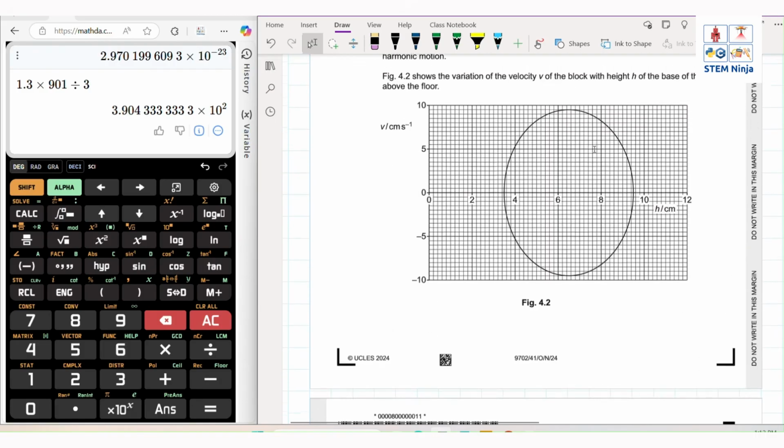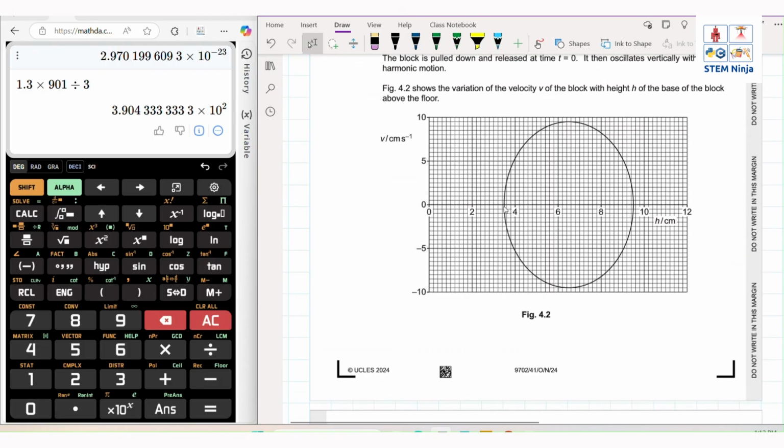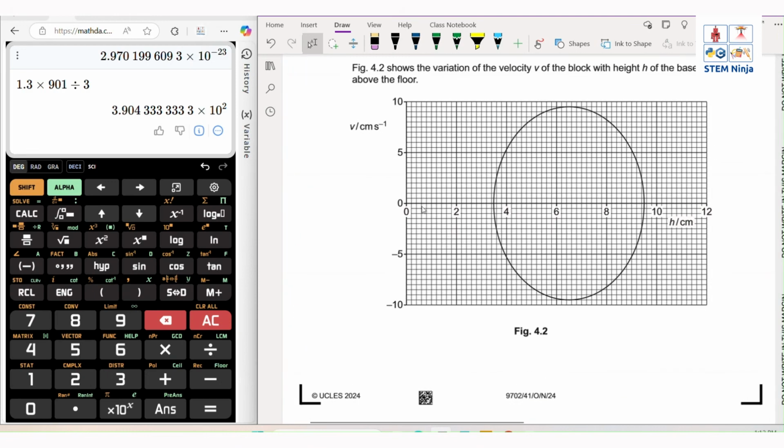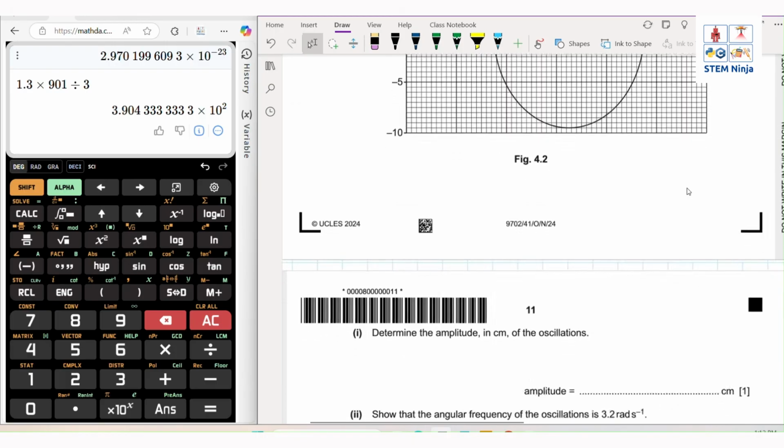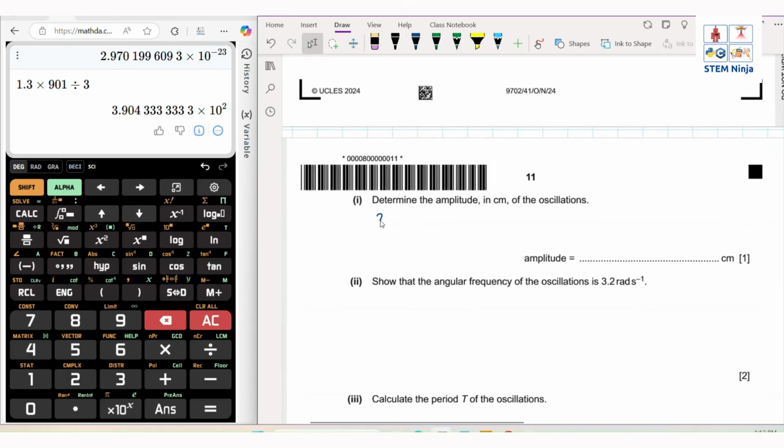So for amplitude, we need to know the maximum and the minimum heights, and then subtract them, divide by 2, you will have the amplitude. So let's see. This is 1, this is 3, so this is 3.5. This would be 9, and this is then 9.5. So amplitude is easy to figure out now.